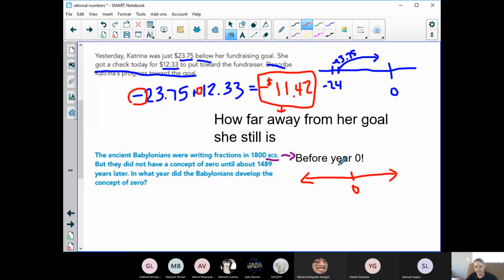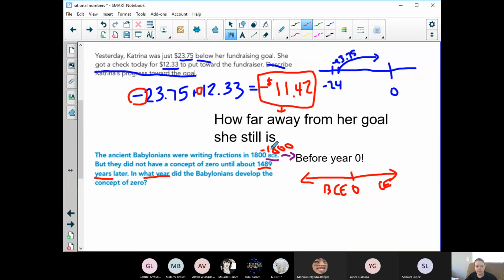Right. This is going to be BCE, and this side is CE. If it's on the left side of 0, it is going to be a negative number, so we're going to represent it as negative 1800. They did not have the concept of 0 until 1489 years later. In what year did the Babylonians develop the concept of 0?